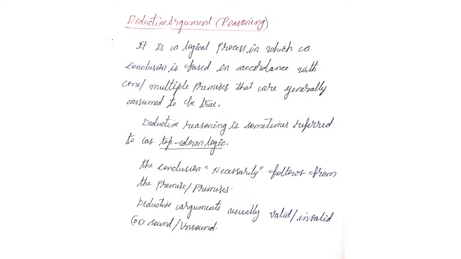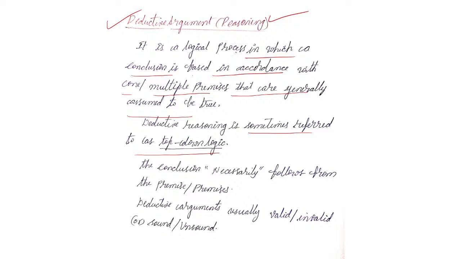Next, there are two types of arguments. This is very important, friends. One is deductive argument and the other one is inductive argument. Every time a question is coming from this in UGC NET, so please try to clear your concept. What is a deductive argument? It is a logical process in which a conclusion is based on one or multiple premises that are generally assumed to be true. Deductive reasoning is sometimes referred to as top down logic.